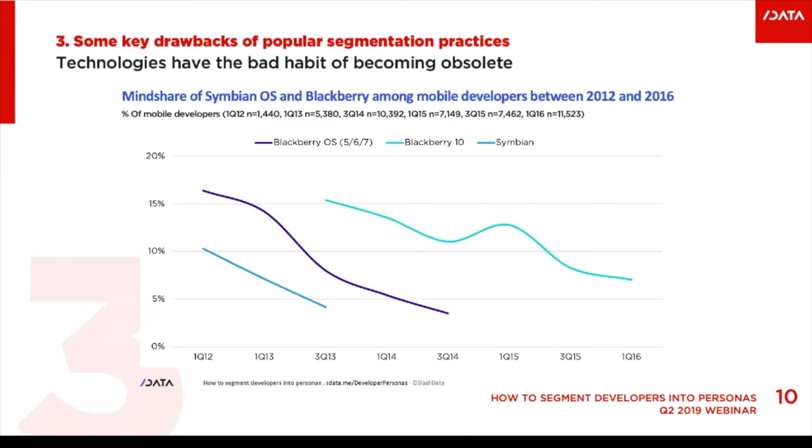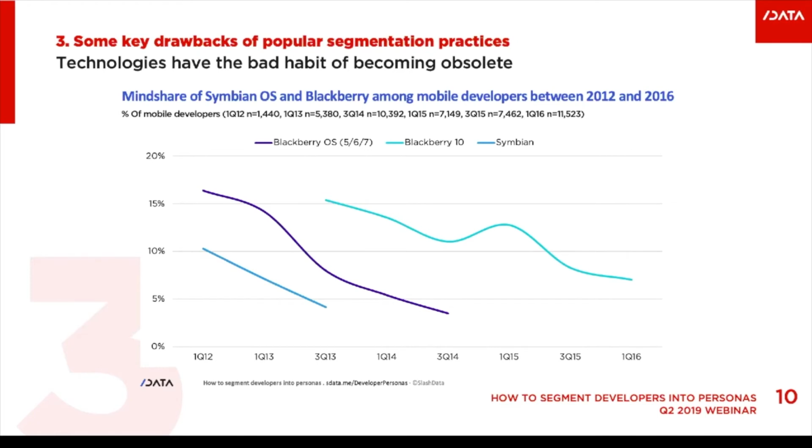One is that technologies have the really annoying habit of becoming obsolete, right? So remember when Symbian was king? Well, it's not there anymore, really. One year later, from 12 to 13, it had lost half its mindshare among mobile developers. We have been tracking this for quite a long time. So if you had defined back then your model based on mobile platform used, suddenly you would find yourself with empty segments. Nobody would be there, or very few people would be there. And there would be other people using new technologies that you wouldn't have accounted for.